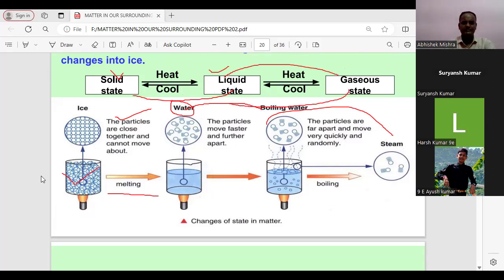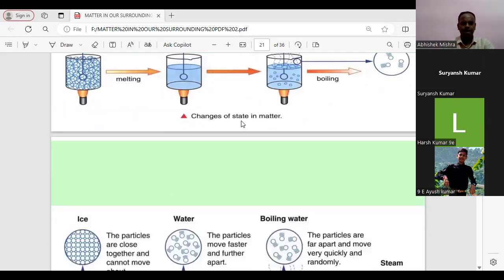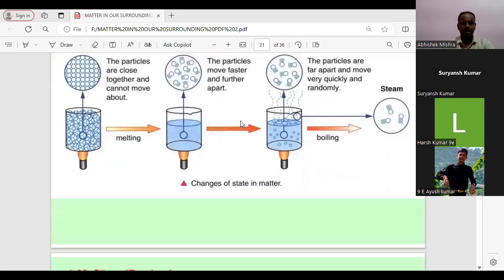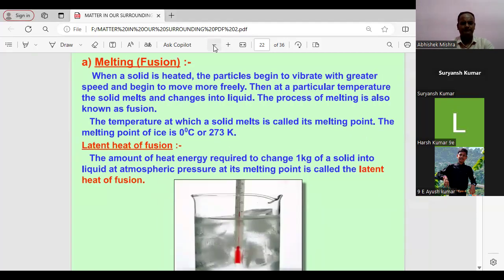Now, after this, students, we are coming to the next portion, that is melting or fusion. When a solid is heated, the particles vibrate with greater speed and begin to move. At a particular temperature, the solid melts into liquid, and that temperature is called the melting point. This process is called melting or fusion.